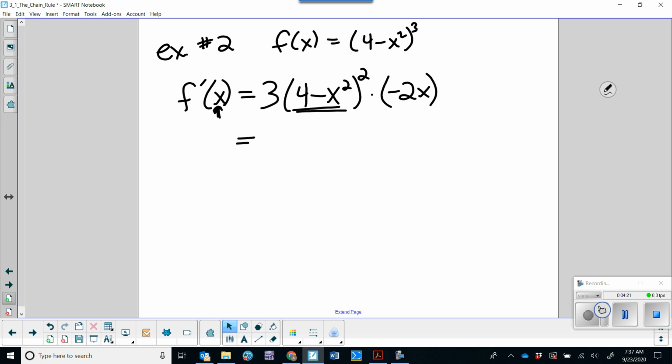Then all I want to do is a tiny little bit of cleanup, and that's all you should ever do on these problems, because remember, we don't know what we're using them for later, so don't do a lot of simplifying. So I'm going to take the 3 times the negative 2x and just put it in front. Just multiply that out, and then that's it. That's about all we're going to do for cleanup.